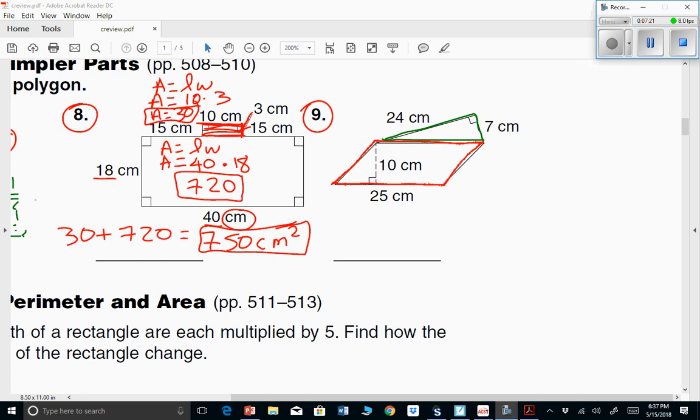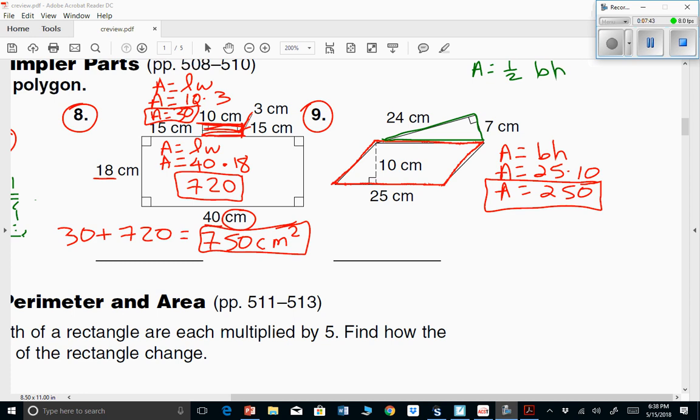So parallelogram, area equals base times height, area equals 25 times 10, area equals 250. So we've got that piece done. And then for the triangle, the formula is area equals 1/2 base times height. Area equals 1/2, this is our base, times 7 times this is our height, which is 24. And honestly, it doesn't matter which one's the base and which one's the height, because you're just going to multiply them all together and you'll get the same answer no matter which order you have it in.